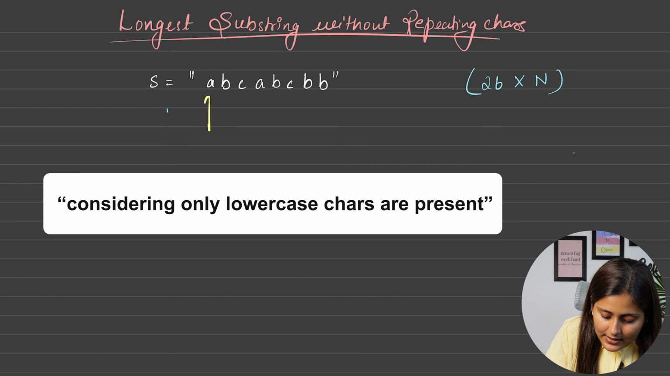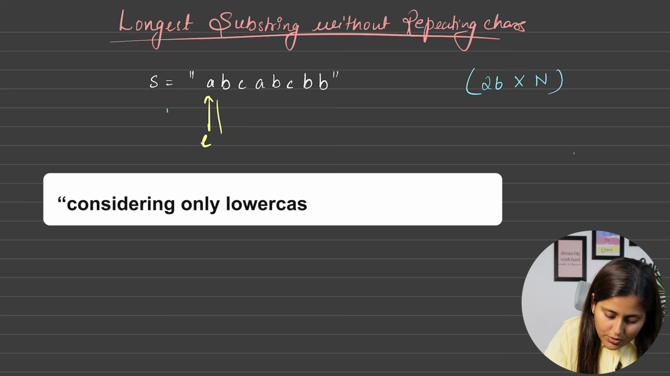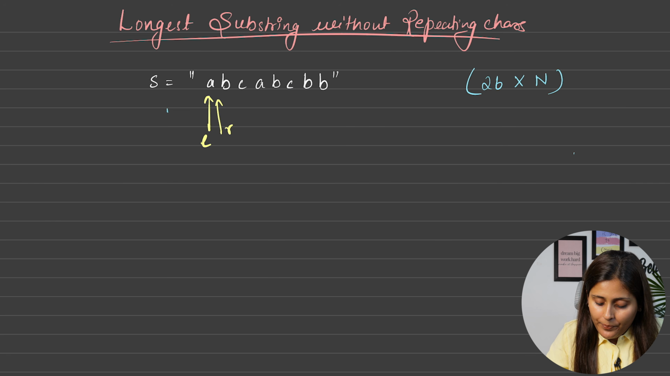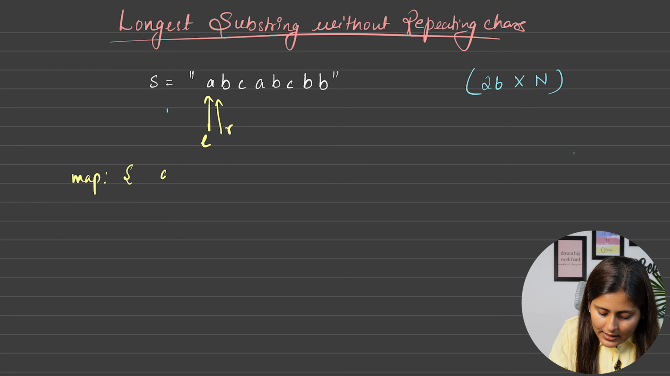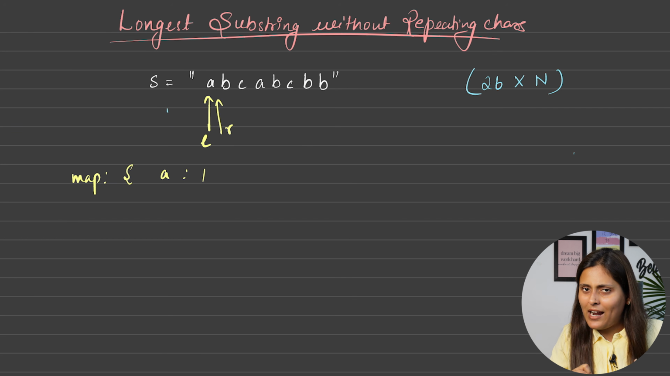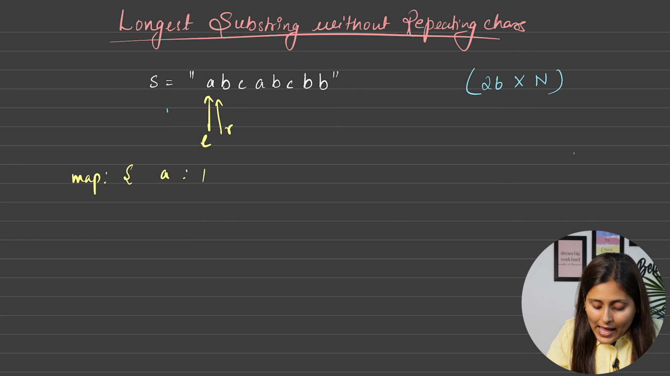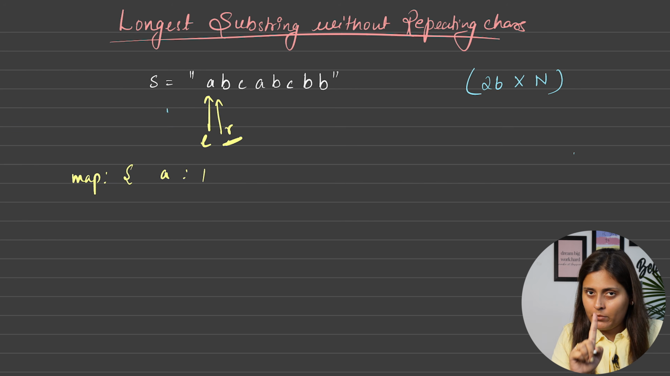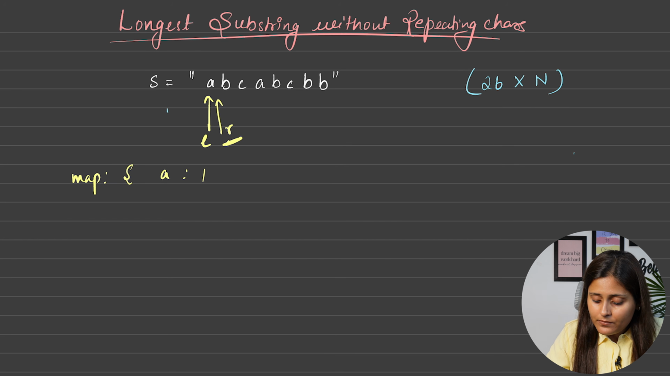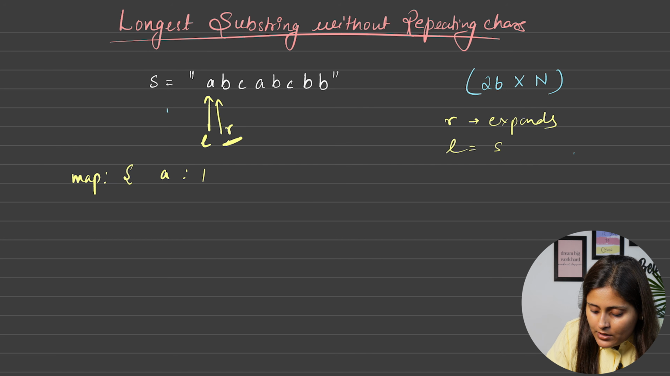We will initialize the left pointer from here and the right pointer also from here, at the same point. Now we have to keep track of whether all characters are unique or not. So hence we can store this in a map, a hash map. In the map we'll say we found A and its frequency is 1, that's what we save, but as per the right index, remember, not with the help of L. The rule is very simple in the sliding window: right always expands, and left always shrinks.